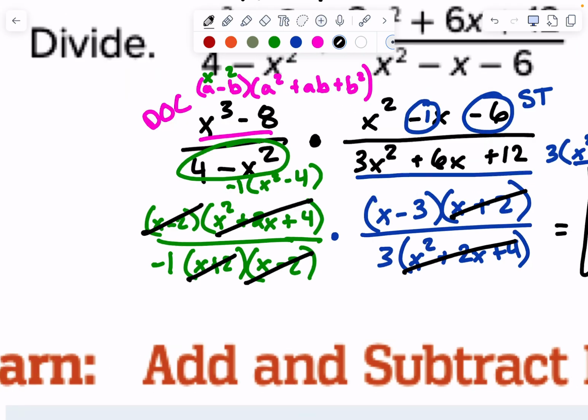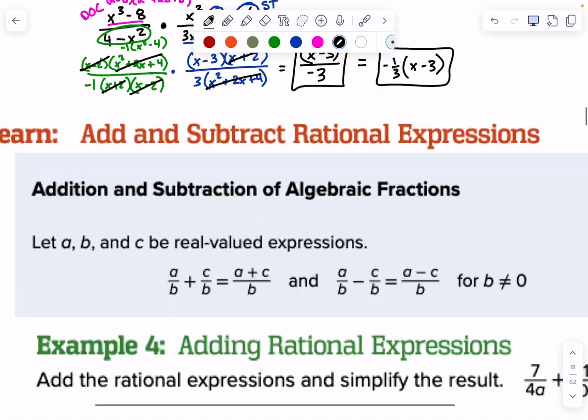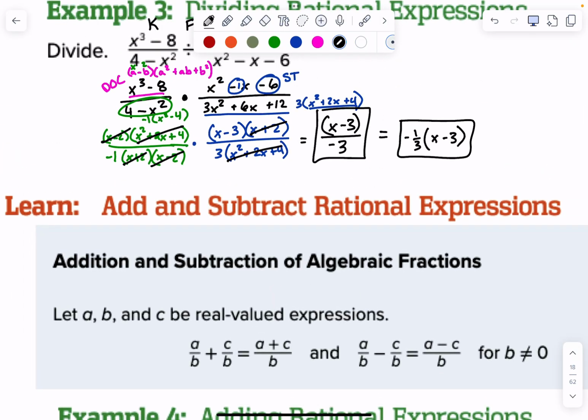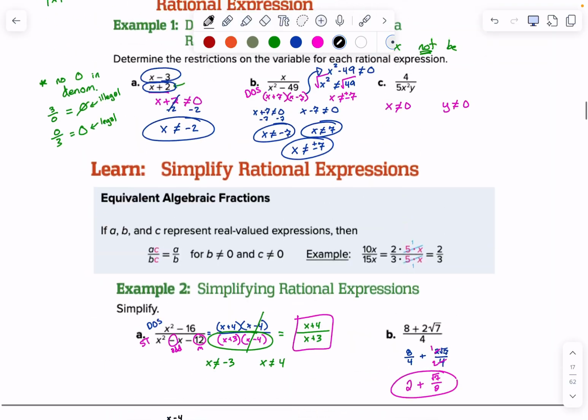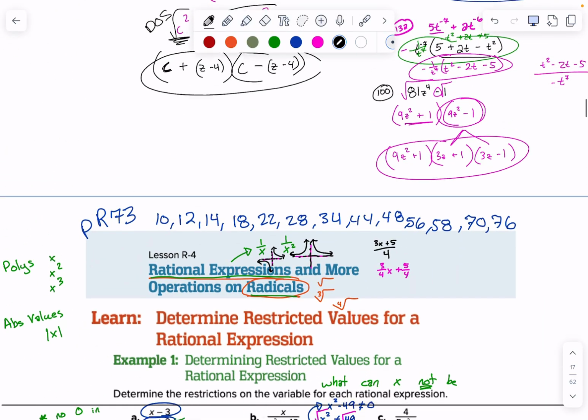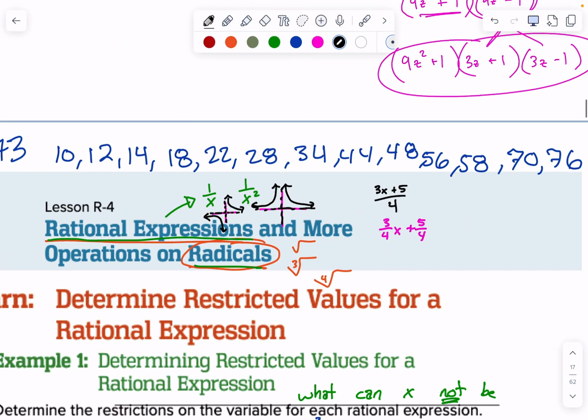Can we work on the R4 homework now, like the report card? Yeah, let's. Oh, yeah, I remember. Before we get to adding and subtracting, you should get all the way up to adding and subtracting rational expressions. I need a book. My book's right here. Add and subtract rational expressions. This is section R4.